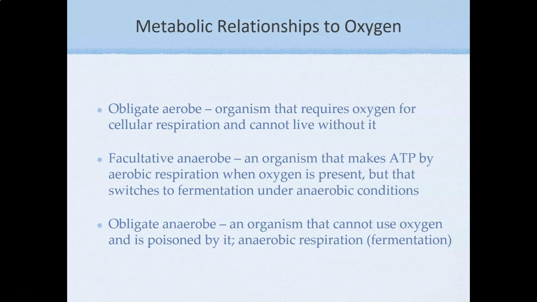Your facultative anaerobes sit here in the middle. On some level, our muscle cells kind of fall into that category, at least for short stints. These are organisms that are going to be able to make ATP via aerobic respiration, cellular respiration, when oxygen is present. And they're going to want to use that because they get a lot more energy out of aerobic respiration for the amount of nutrients they take in, so it's much more efficient. So when oxygen's present, they want to use it. They've evolved the capacity to do it.